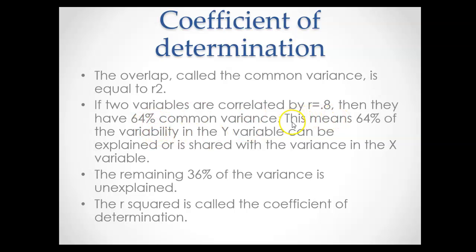So this means that 64% of the variability in the Y variable can be explained or shared with the variance in X. So in this case, we might say that the number of push-ups somebody can do explains 64% of the variance in bench press 1 rep max, or even the other way around, that a person's bench press max explains 64% of the variance in the number of push-ups they can do. And in this case, we don't know what's causing the other 36% of the variance. And that R squared, so right here, is called the coefficient of determination.